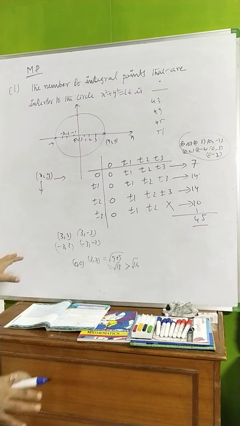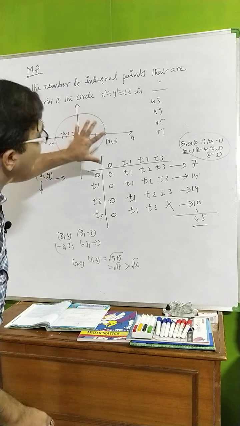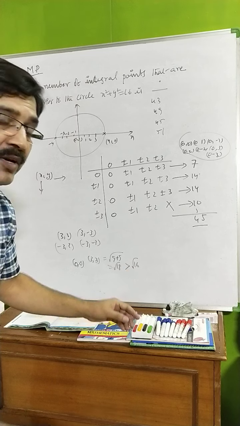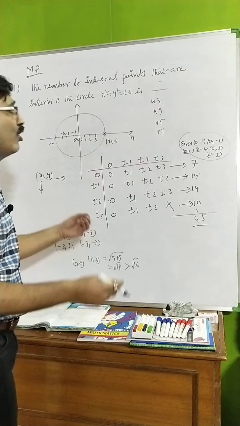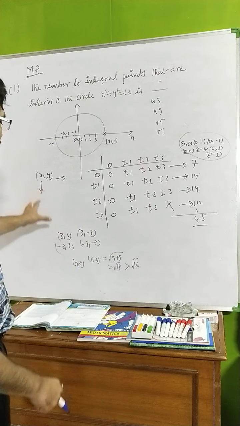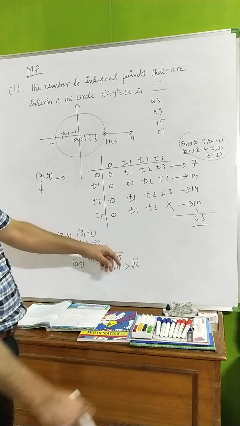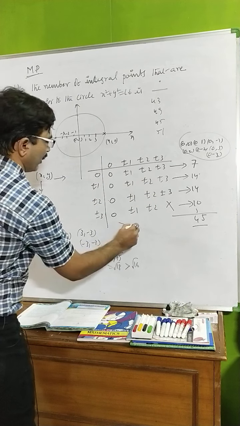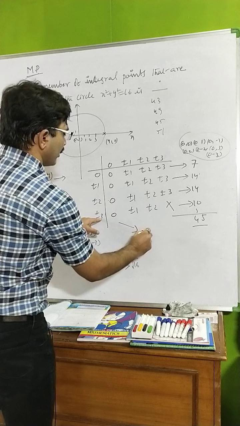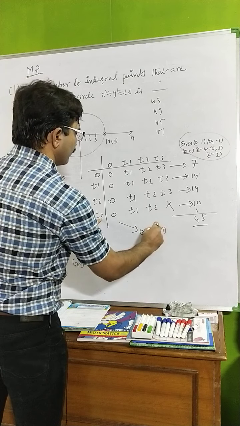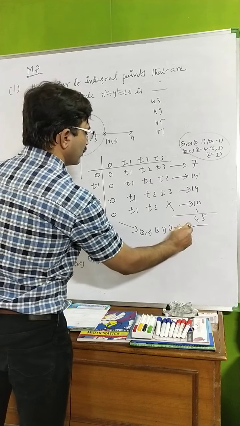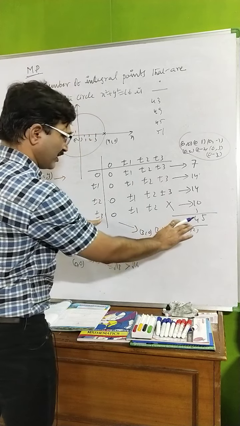How many integral points? Not points here. How many points means there's a different story. How many integral points are there means these are the integral points. For you, I want to write this one. You see, (3, 0), (3, 1), (3, -1), (3, 2). 10 points I am writing.